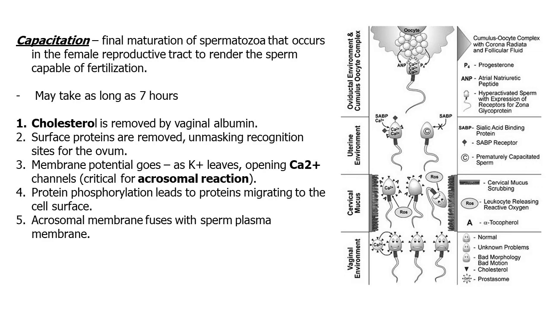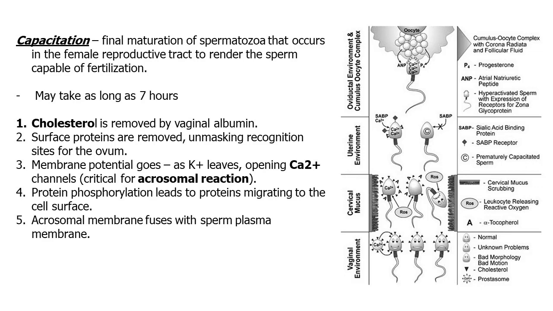Calcium has to be present. That's going to be critical for the stage where the sperm releases its enzymes once it encounters the oocyte complex that has the corona radiata and the zona pellucida. All of these processes have to happen so the sperm are capable of breaking through the barrier and fertilizing the egg. Now this capacitation process may take as long as 7 hours. So that does slow down the sperm.